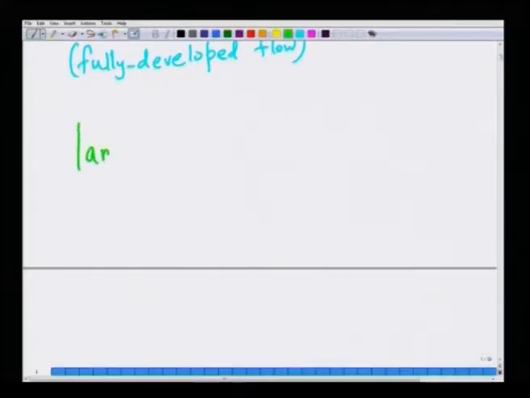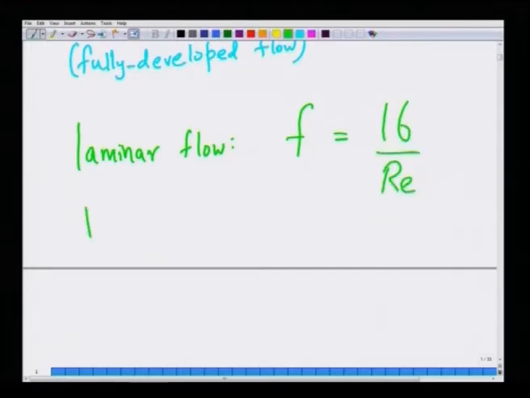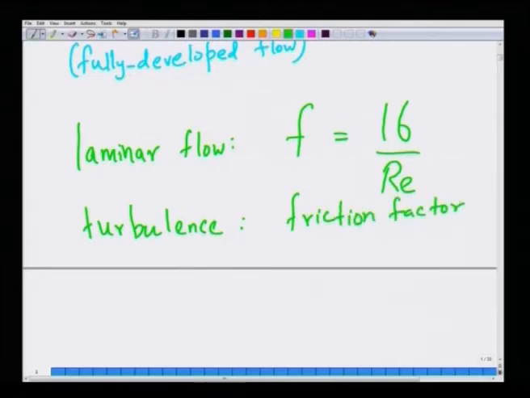We also showed that for the laminar flow region, in the laminar regime, the friction factor is nothing but 16 divided by Re, while in the turbulent regime you have to use the friction factor chart.